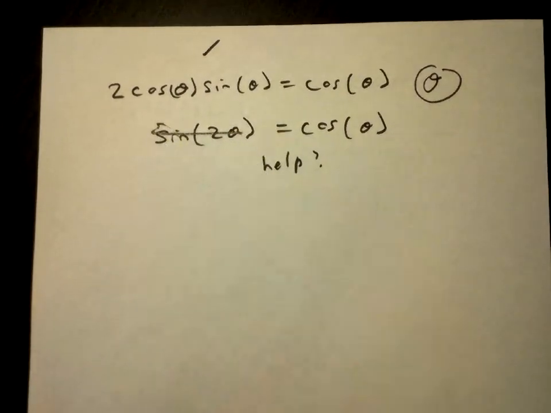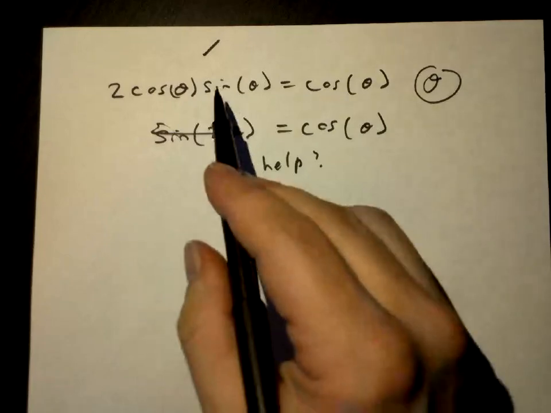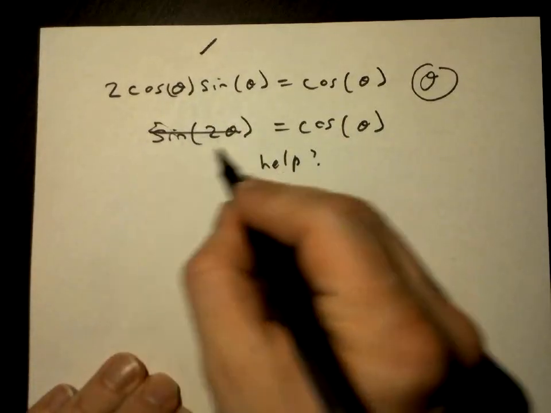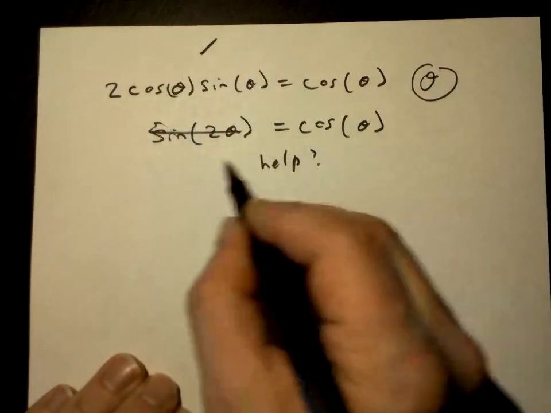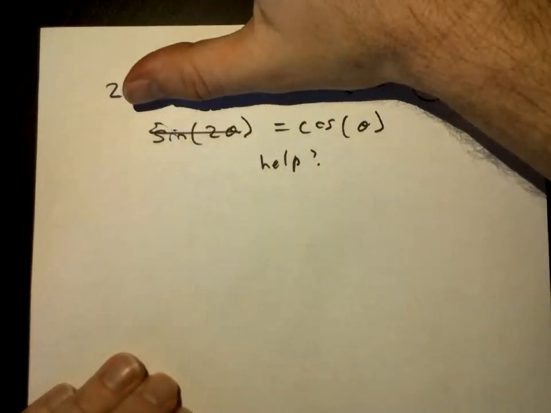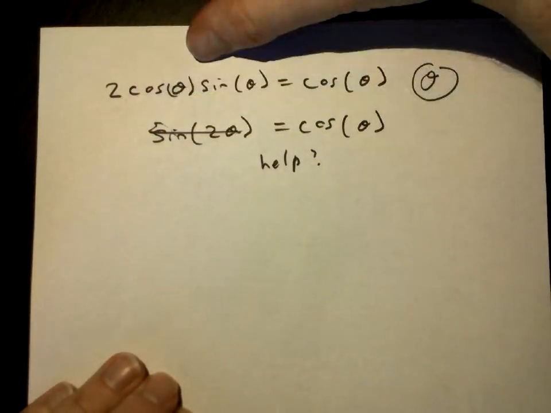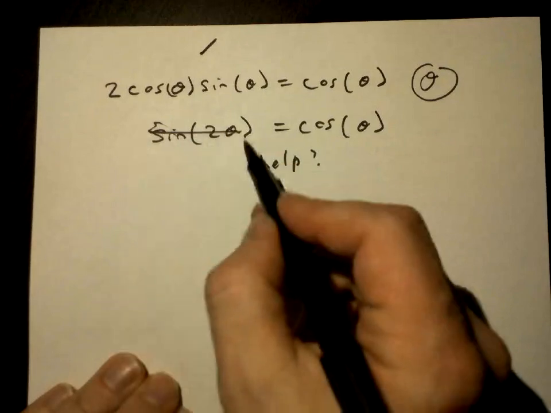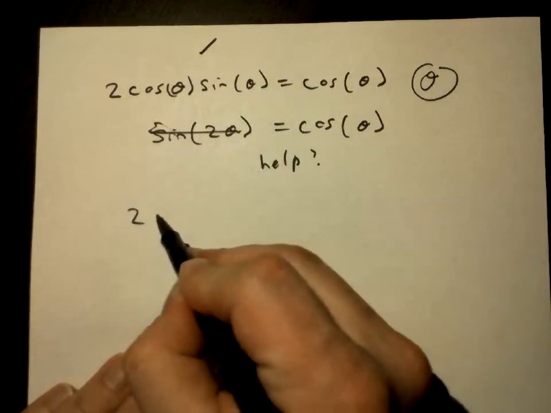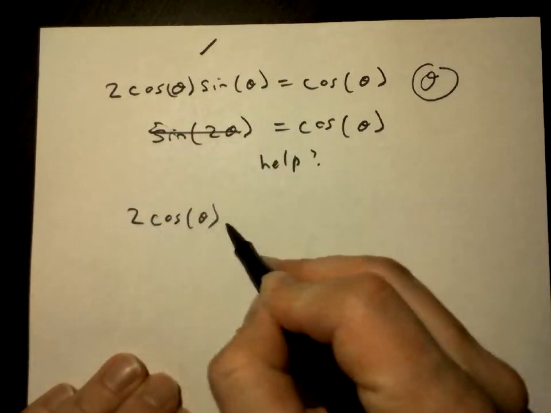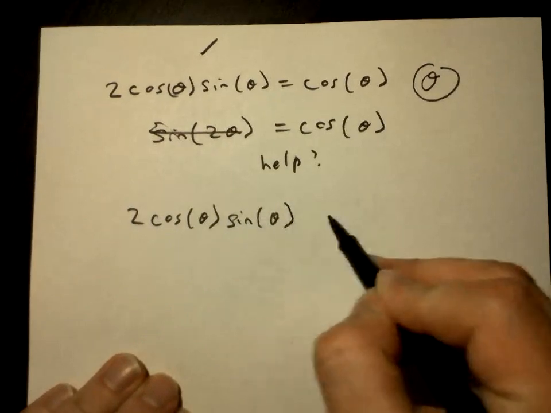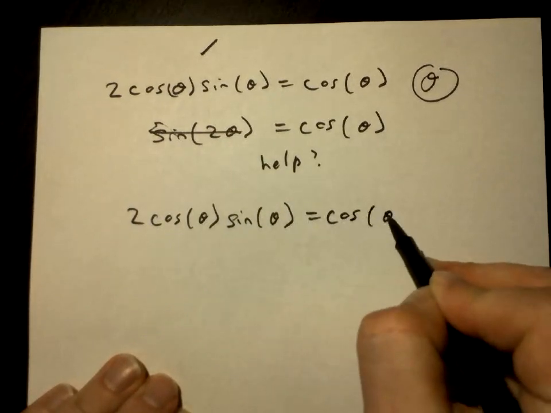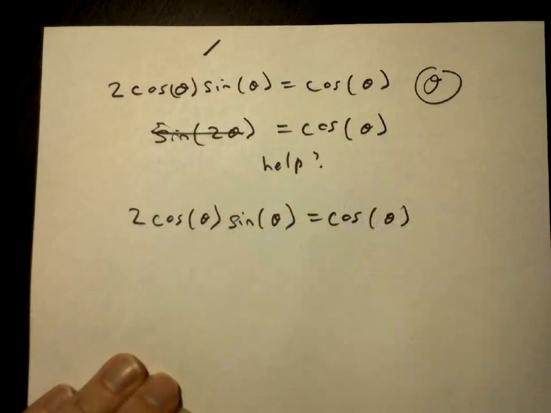No, I would not care about that. I would just leave it like this because that didn't help you. That didn't help us. But what if we were given that? Then I would go to there. So I would just leave it in this fashion. I would just leave it here because that's that identity.